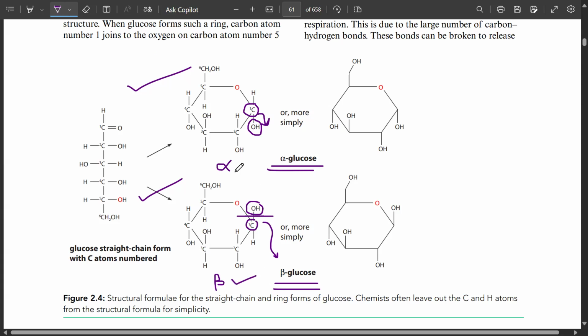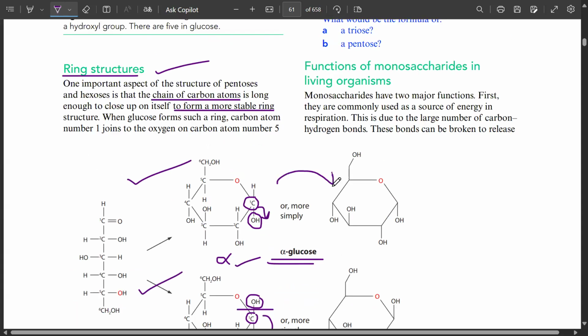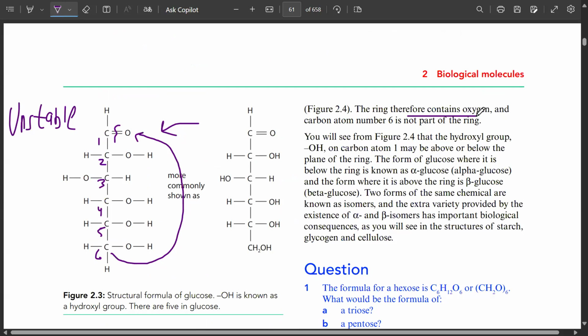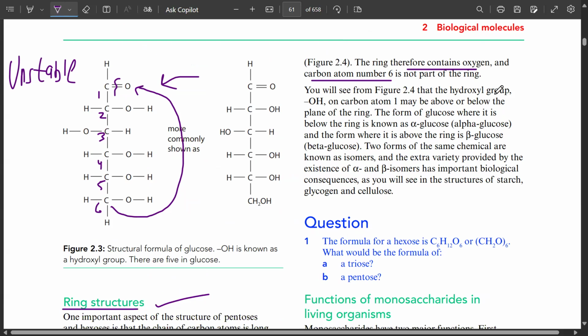And this is very, very important and you have to be very attentive. These are all new concepts. And if you write down a skeletal formula, skeletal formula has no carbons. We do not show the carbons in a skeletal formula. So this is how you make the skeletal formula as well. But just keep remembering this one. Now the ring therefore contains oxygen and carbon atom number 6 is not part of the ring. You will see from figure 2.4 that the hydroxyl group on carbon atom 1 may be above or below the plane of the ring. The form of glucose where it is below the ring is known as alpha glucose and the form where it is above the ring is known as beta glucose.